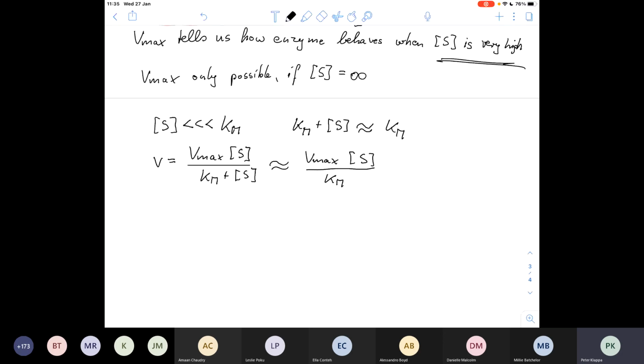What do we do with that? Well, I can write it in a slightly different format. I can write it as Vmax over Km times S. It's exactly the same. And what we get is actually another quite important parameter for the enzyme. It is this thing, Vmax over Km.